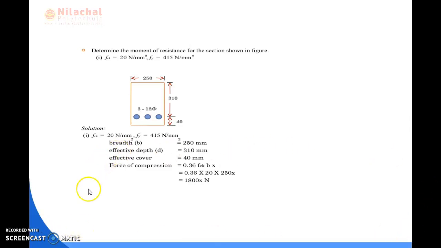So today's time is over. In the next class we discuss how to determine the moment of resistance for the section in the figure.